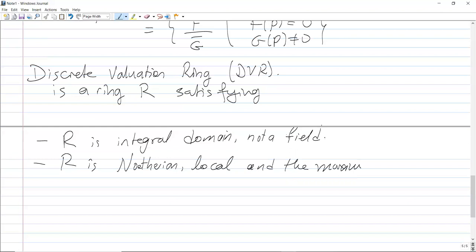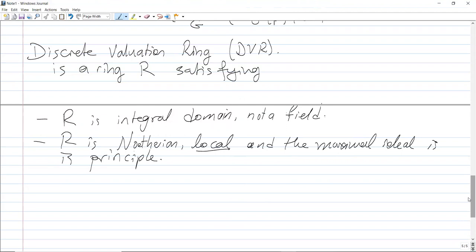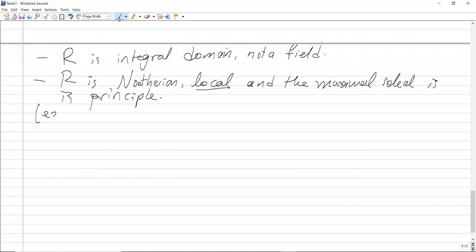So it has a unique maximal ideal. The maximal ideal is principal. Since it is local, it has a unique maximal ideal, and that unique maximal ideal should be principal. It should be generated by only one element. And this is equivalent to the second condition.